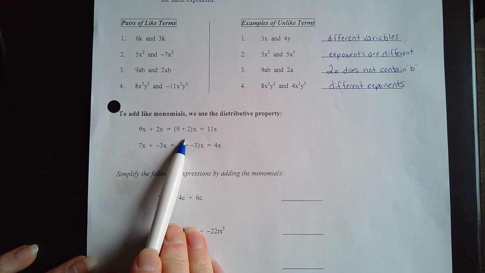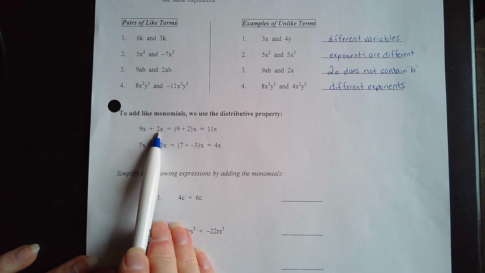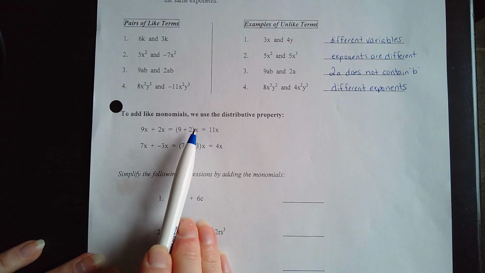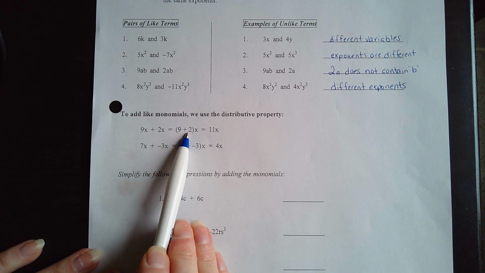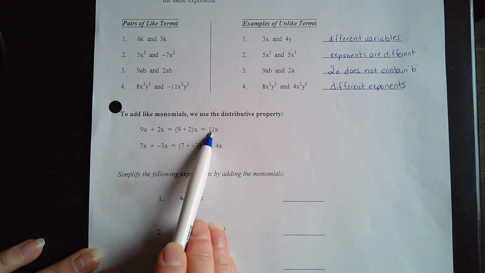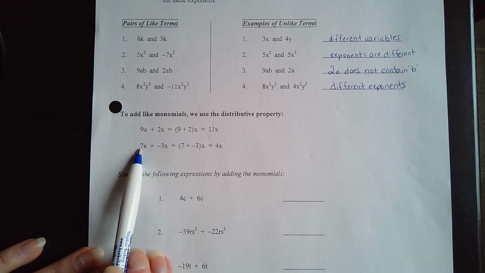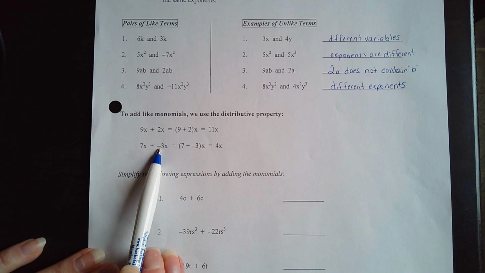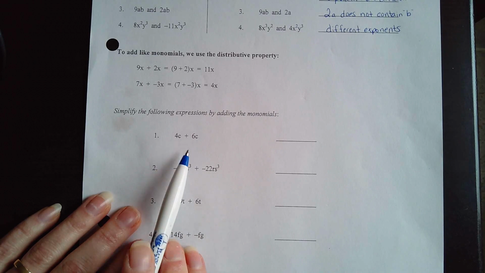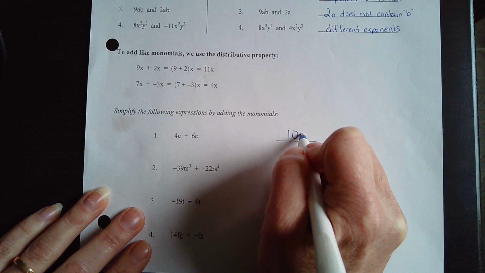When we go to add monomials, we kind of think of it as the distributive property. We have 9x plus 2x, which if we undid the distribution, we'd have 9 plus 2 times our x. Well, all we have to do is add these coefficients up front, the 9 and the 2 together, to get 11x. Here's another example where we're going to end up adding the 7 and the negative 3 together. Let's practice. 4c plus 6c. What we are adding is just the 4 and the 6 to get 10c.